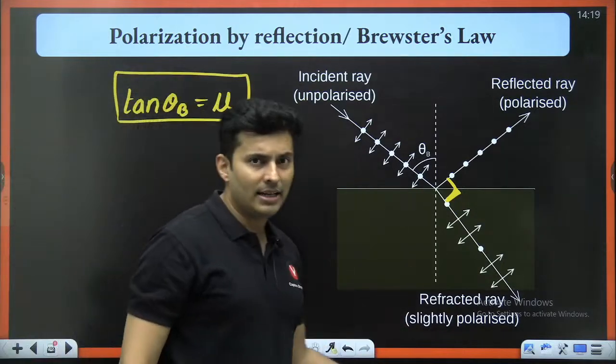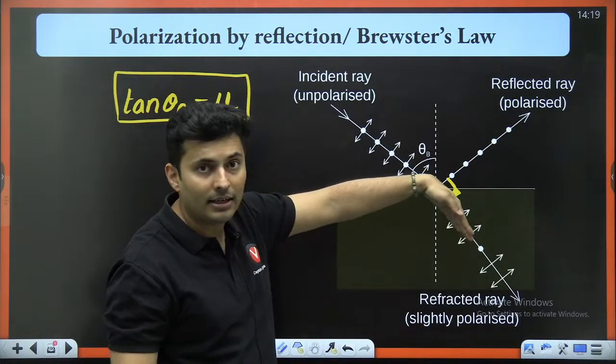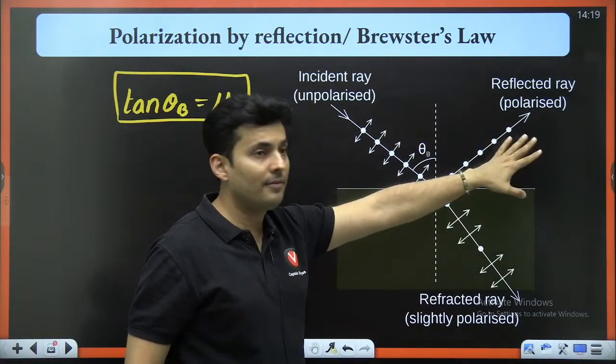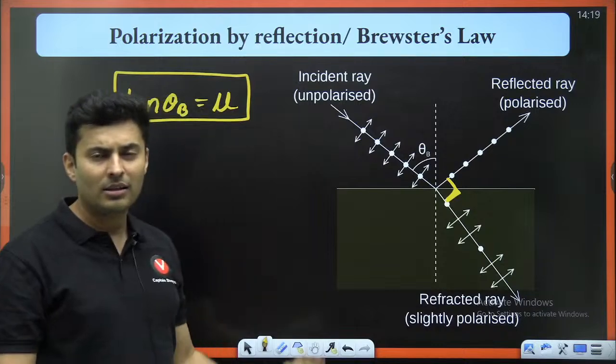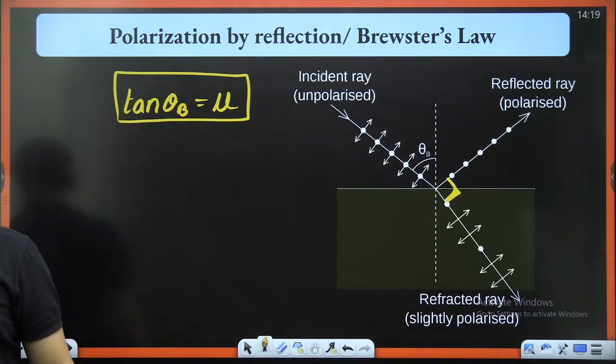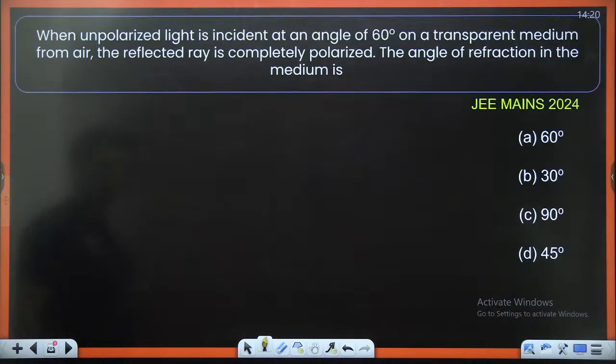So unpolarized light falls on a refractive medium such that reflected and refracted rays are perpendicular. Then the light which is reflected becomes polarized. That is called Brewster's law. Okay, there is tan of that angle in it. Let's do some questions based on it.